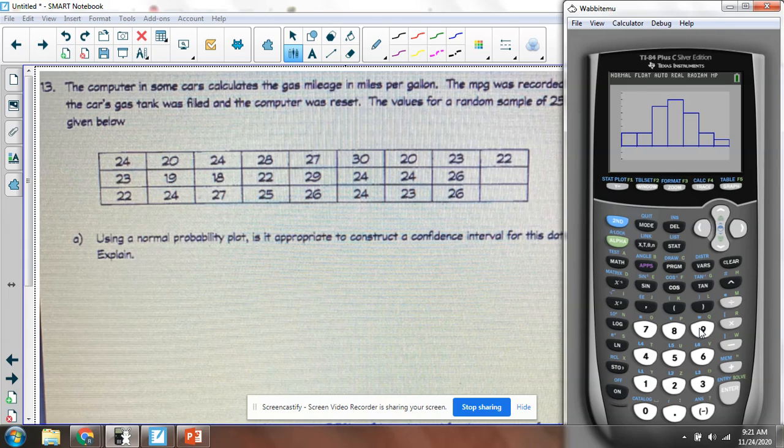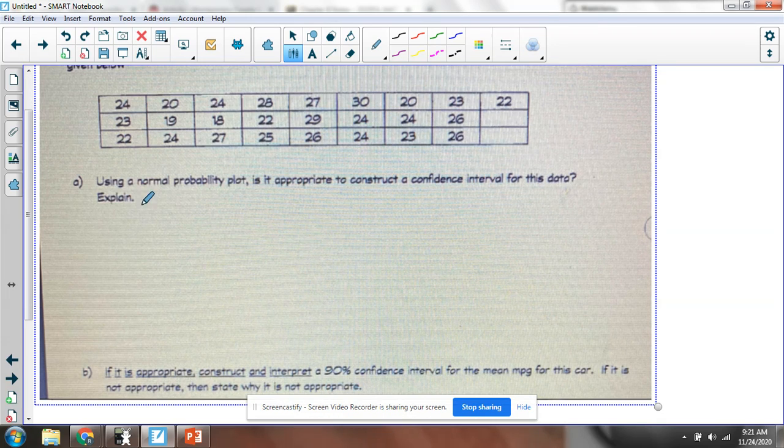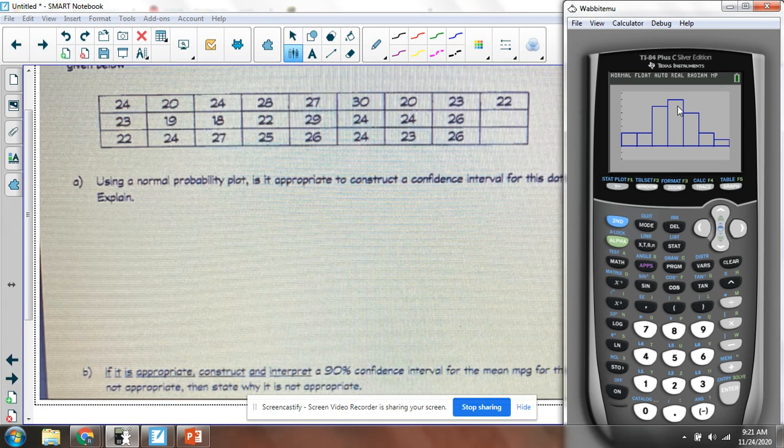And we can see that it is roughly bell-shaped. Okay, so we can assume that the data is normal. I don't know if you want to explain, you could draw a picture, or you could just say that you graphed it in the calculator and it looked roughly normal. I mean, that would be good enough for me. I'm not sure what exactly he wants.